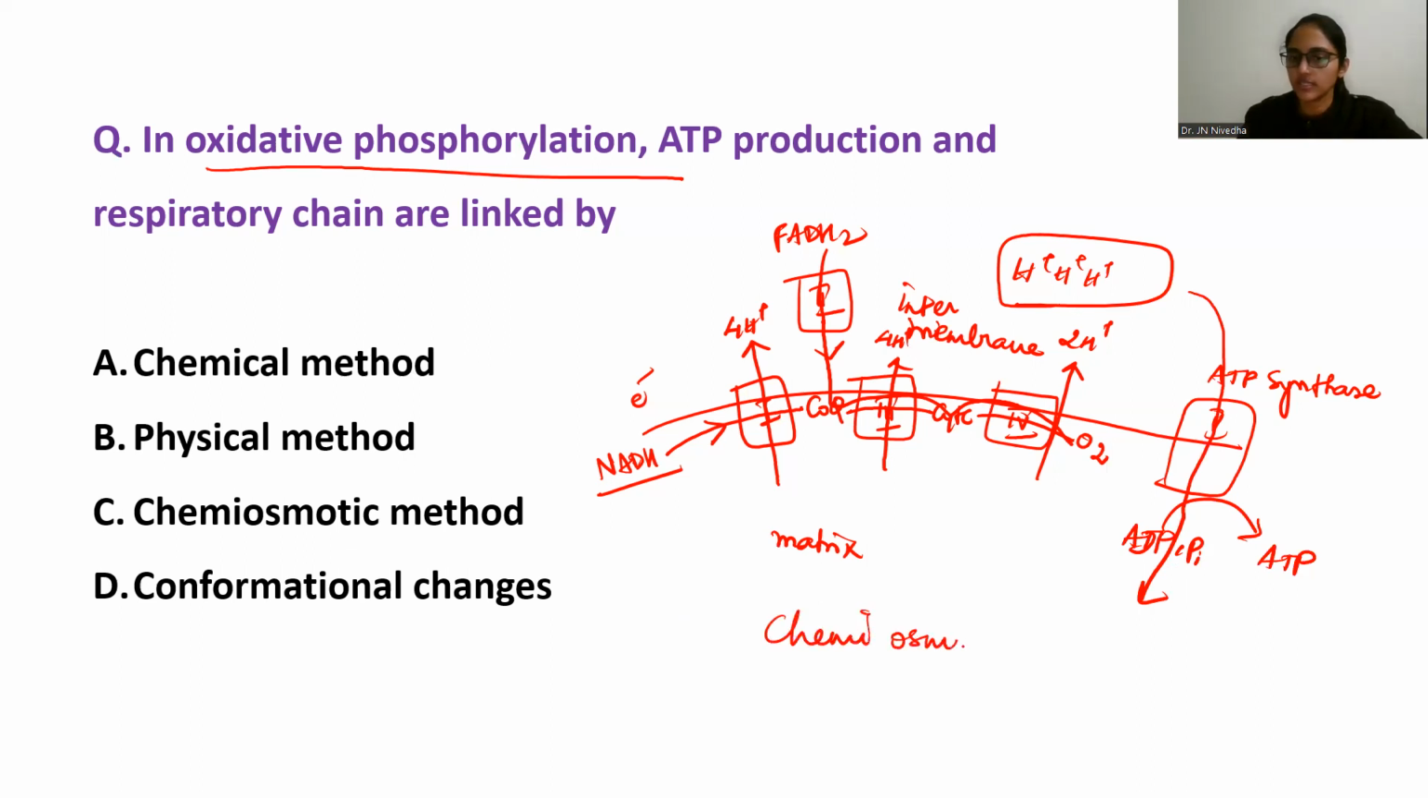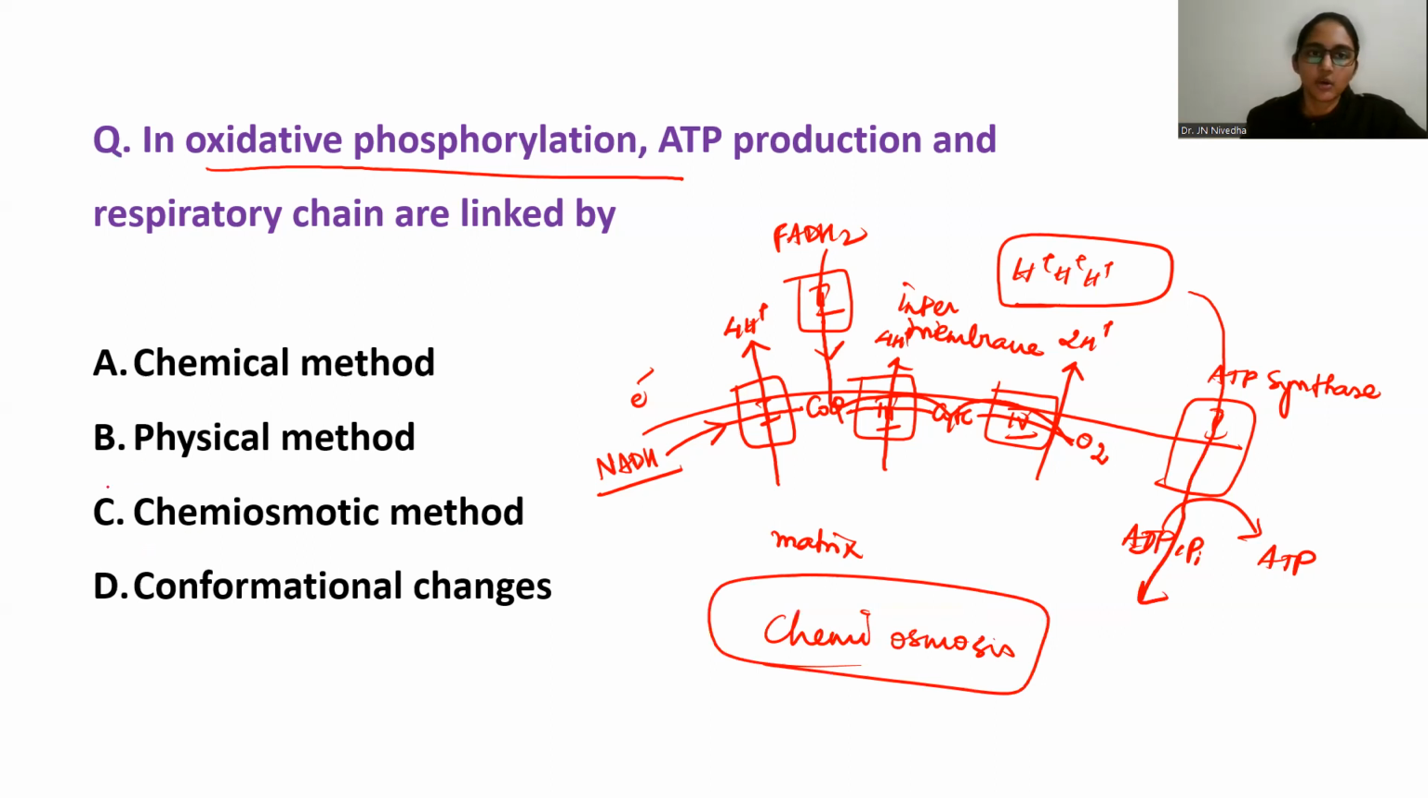That is chemi-osmosis. Osmosis is what is happening here, is it not? The H plus ion which has been accumulated in the intermembrane space is driven into the matrix via ATP synthase complex. So this is what is chemi-osmosis.